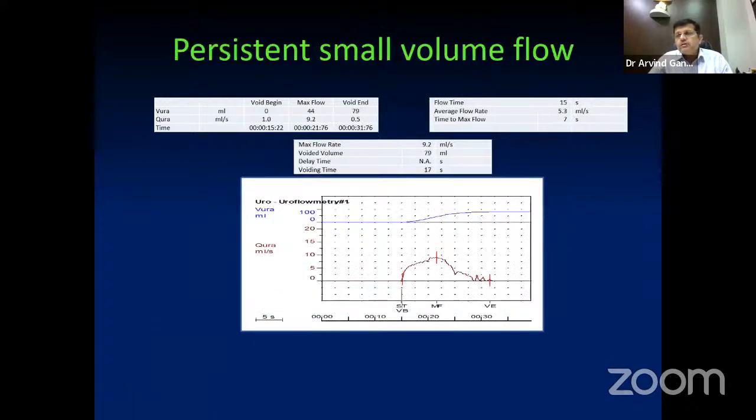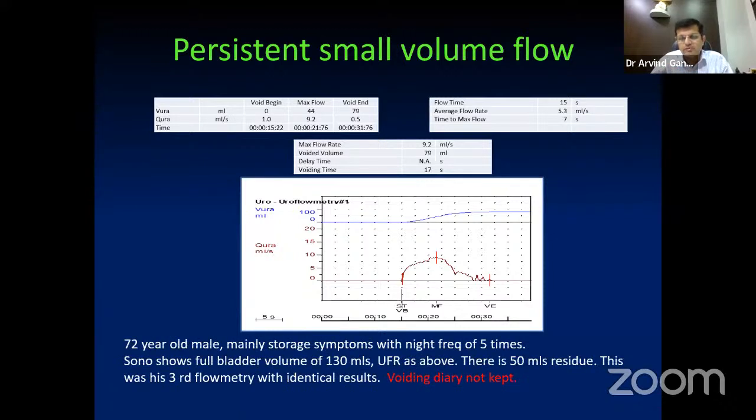Many times the patients will not be able to tell you what the symptoms are. But you can interpret it from the uroflowmetry tracings. You can see that the maximum voided volume here is 79 ml. You can repeat it again and again, and then probably you can clinch a diagnosis that actually it's a small capacity bladder, because it's a bell-shaped curve.